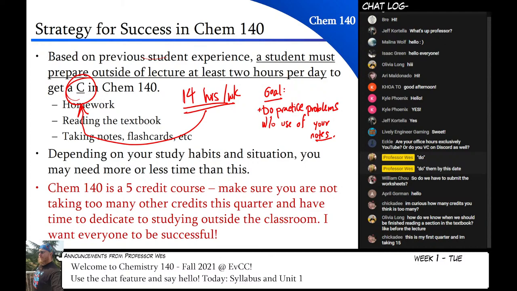So of those 12 to 16 credits that I would say is safe for a first quarter student, Chem 140 is 5. That basically means that this is going to be 40% or so of the time that you spend on college this quarter. Yeah, 15 is probably okay. What you don't want to do is what I did, which was I took 25 my second quarter and I basically died.